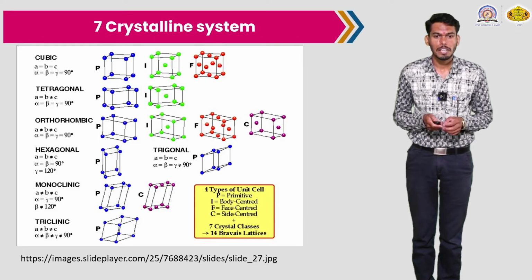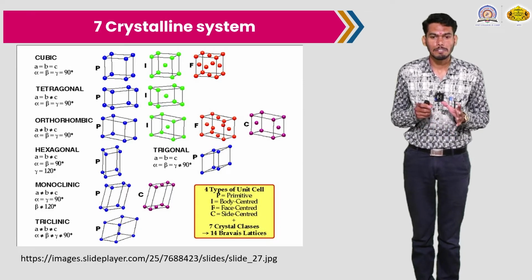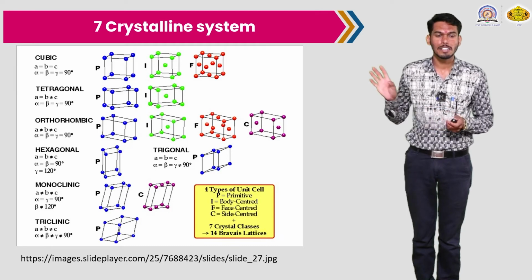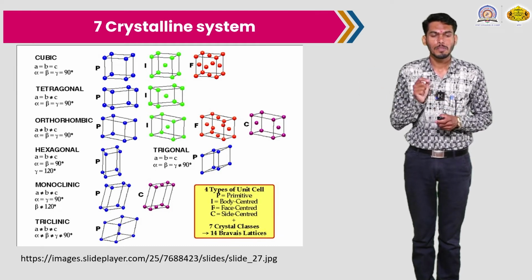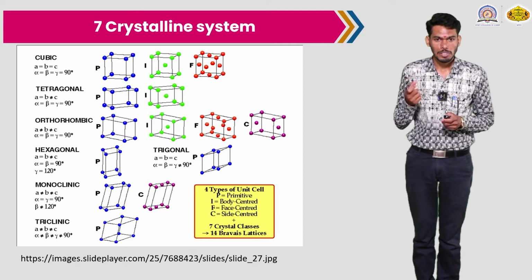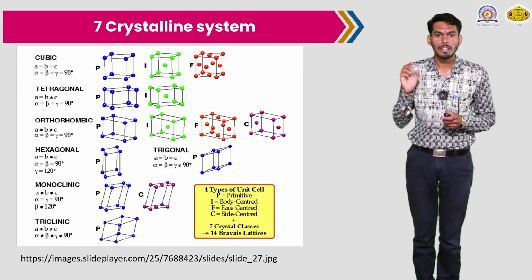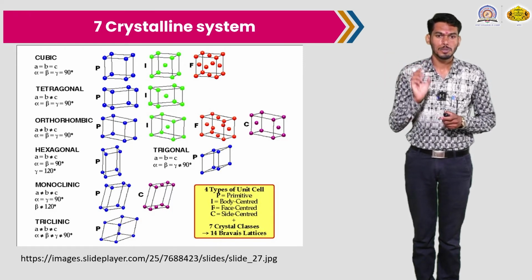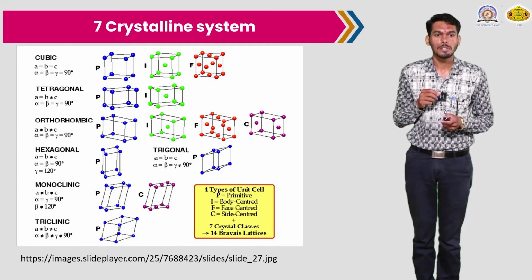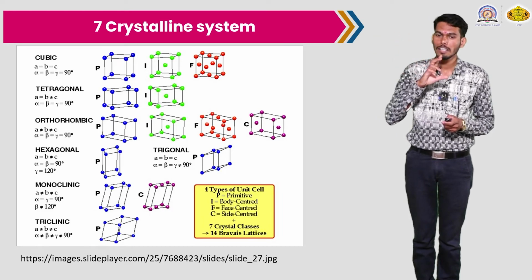So these are some diagrammatic representations of the 7 crystal systems. These 7 crystal systems are further classified into 14 Bravais lattices, which are shown in the figure. The cubic system is further classified into 3 classes: primitive, body centered and face centered. Primitive is shown in blue, body centered in green, and face centered in red in the cubic crystal.